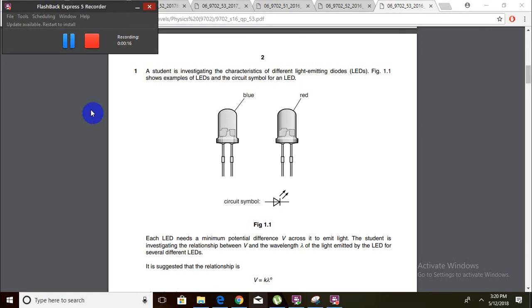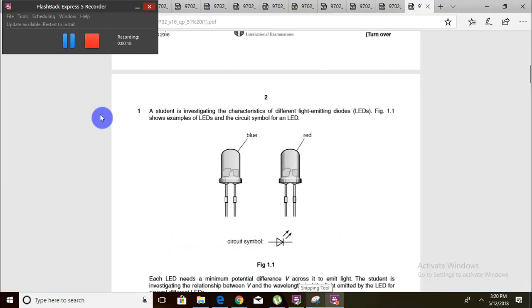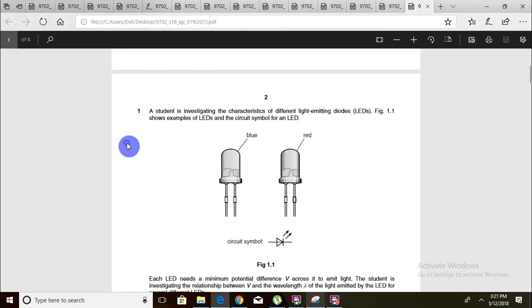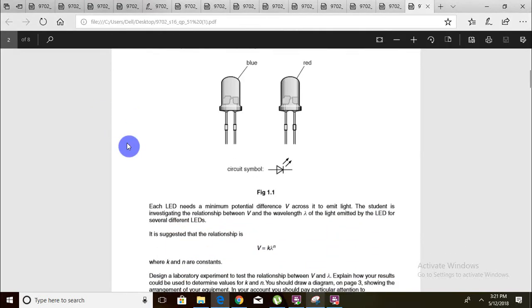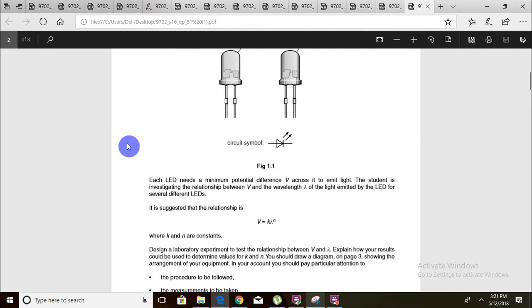The student is investigating the characteristics of different light-emitting diodes. Figure 11.1 shows examples of LEDs and the circuit symbol for an LED. Each LED needs a minimum potential difference V across it to emit light. And these are a bit of the theoretics.